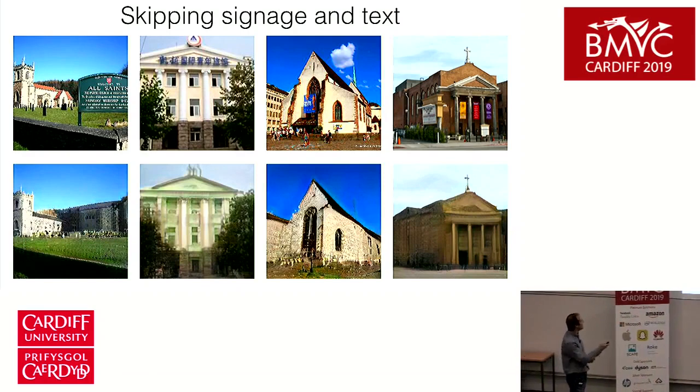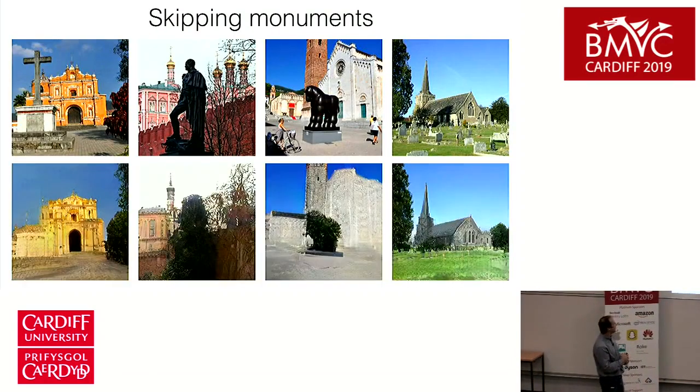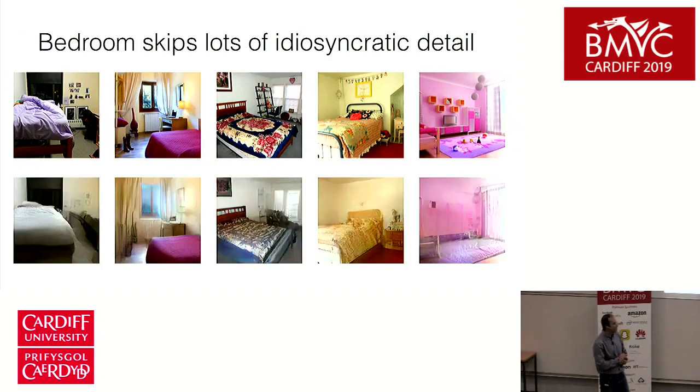It skips monuments. It doesn't like monuments. So here are the best reconstructions. It just doesn't like art in general, unless it's abstract. Then it likes it. It also skips a lot of detail, things that make your places. Like here, these are input images, and these are the best reconstructions.